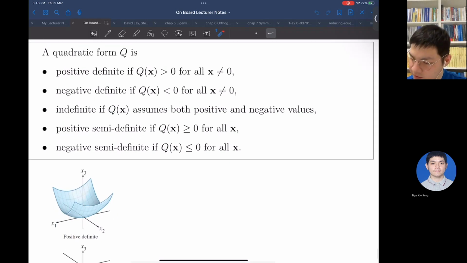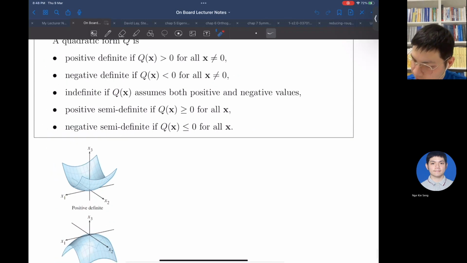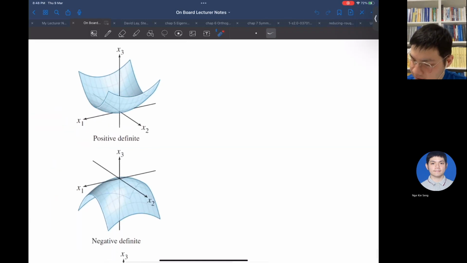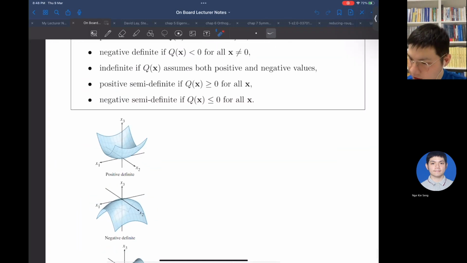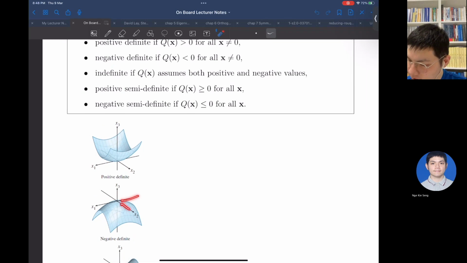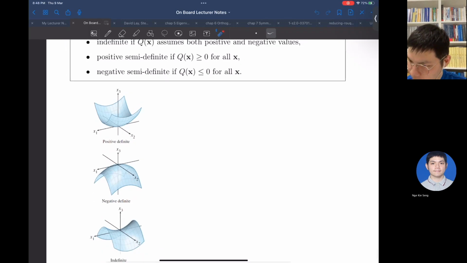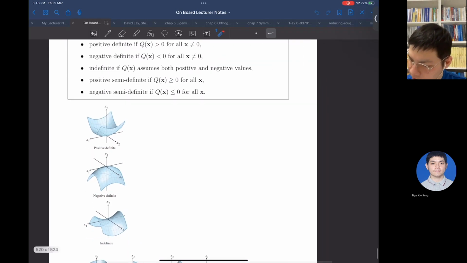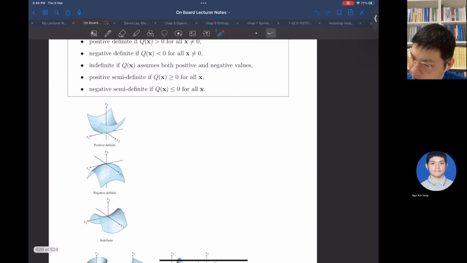So the example of positive definite would be something like this, since for non-zero x, it is all positive. The second example here is negative definite because for all non-zero x, it is less than 0. And similarly, if Q(x) assumes both positive and negative values, it is indefinite. For example, this saddle here.